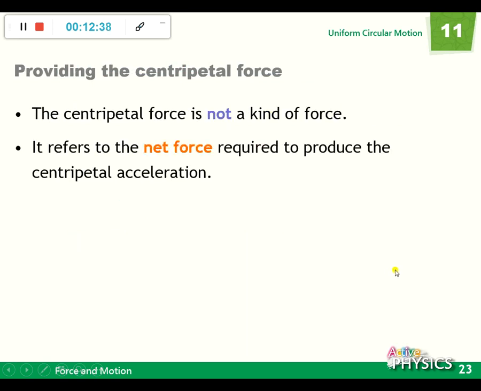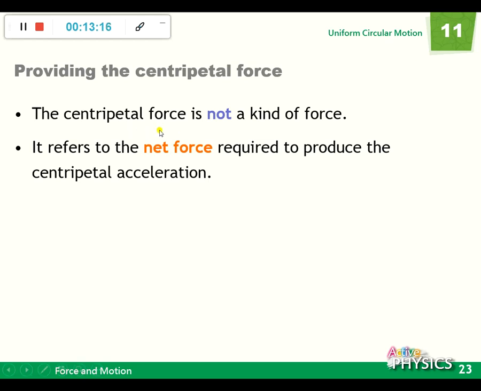Now here, providing centripetal force. From now on, you should notice that in order to let an object move in a circular motion, you must provide force to make it change direction. This force, we will call it centripetal force. But look at this. Centripetal force is not a kind of force. It means that this one is not elastic force, not electromagnetic force, not the tension.